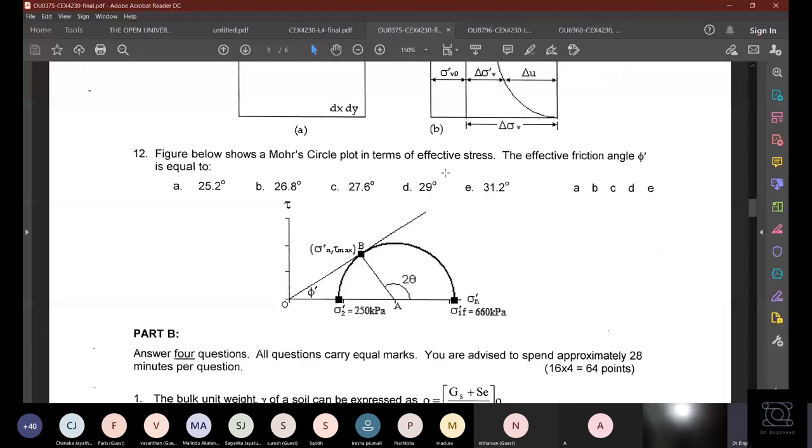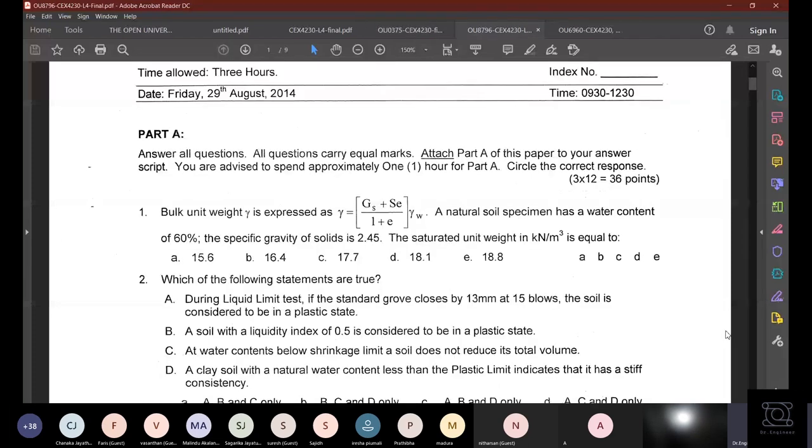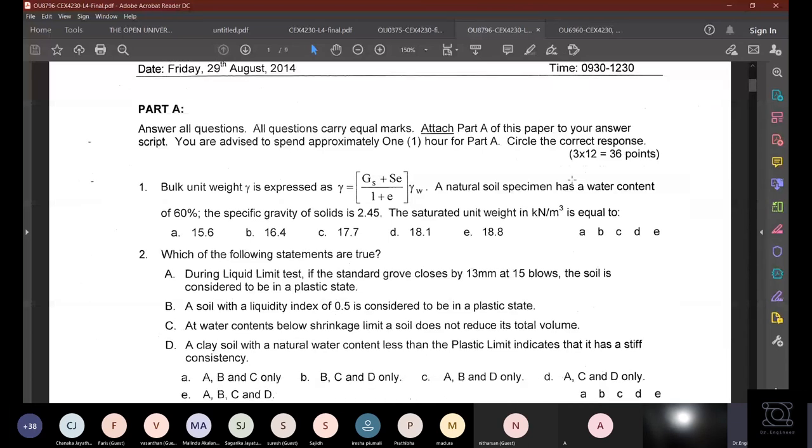2014, right? Again, see, this first question is again based on the same calculation. Bulk unit weight is expressed in such manner, and they are asking you to find the saturated unit weight. So if you want to find the saturated unit weight, you have to apply S equal 1, and you have to find the gamma saturated. Also, when you are calculating that, there will be an issue when it comes to e.